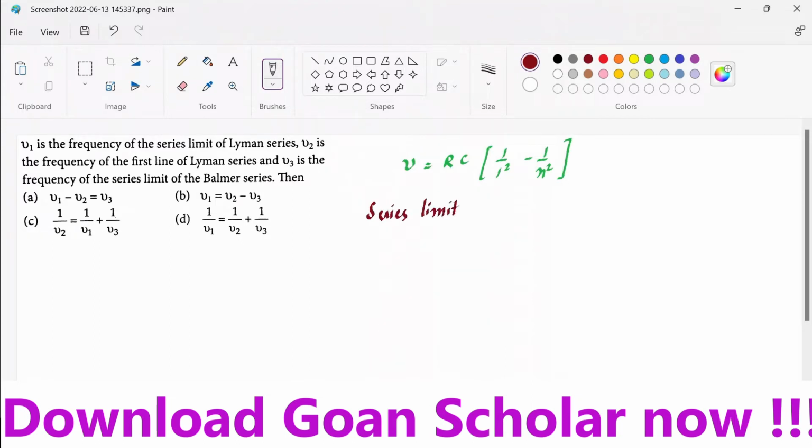What's the frequency? Frequency is nu1, and what will be the value of n here? Value of n will be infinity. Infinity square is infinity, so I am just keeping it as infinity only. So 1 by 1 square is 1 and 1 by infinity is 0. So nu1 will be equal to RC. This is your equation 1. What is nu1? The series limit. Series limit means the last spectral line which you can observe. Clear? Now what will be the first one?